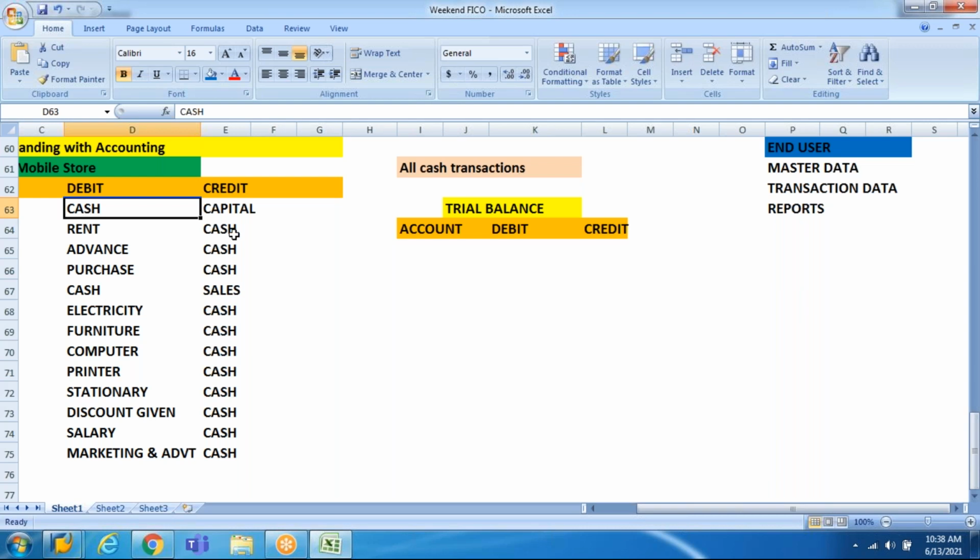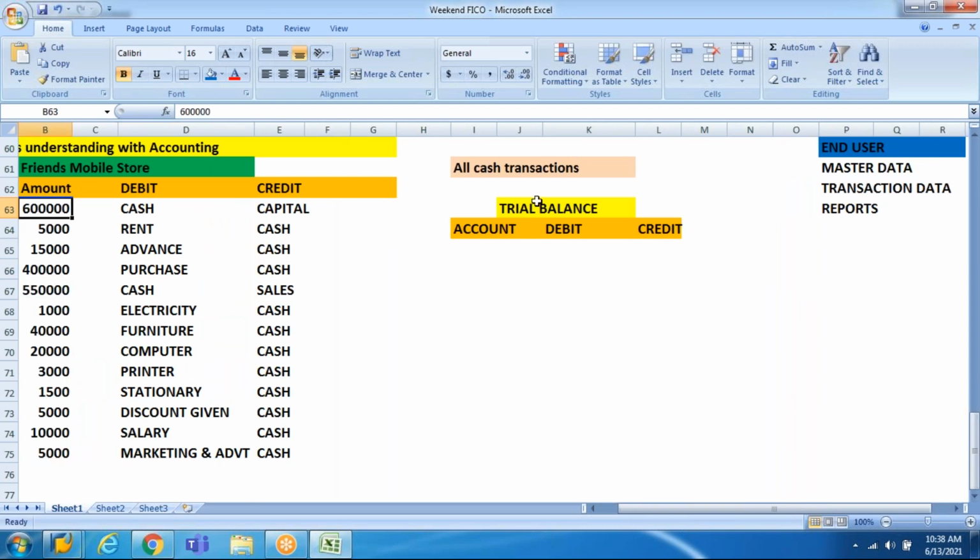What is the next account? Rent. Correct? We are going in this order. Rent. What is the rent amount? 5,000. Debit or credit? Debit. 5,000 debit.